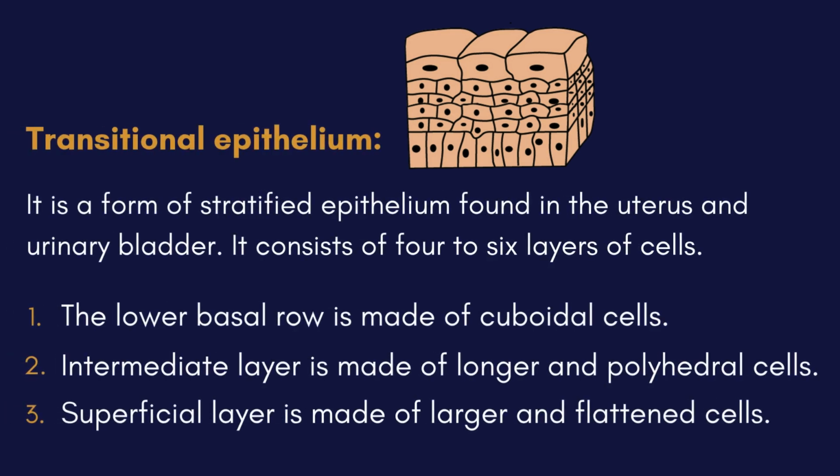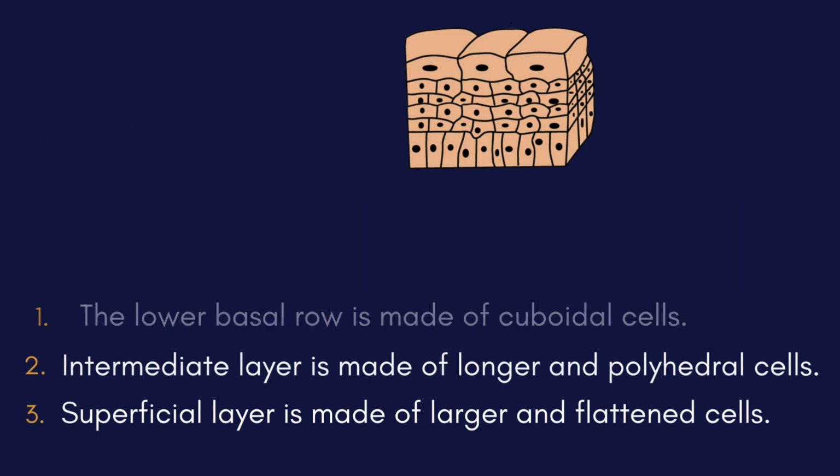Transitional epithelium. It is a form of stratified epithelium found in the uterus and urinary bladder. It consists of 4 to 6 layers of cells. The lower basal row is made of cuboidal cells. The intermediate layer is made of longer and polyhedral cells. The superficial layer is made of larger and flattened cells.